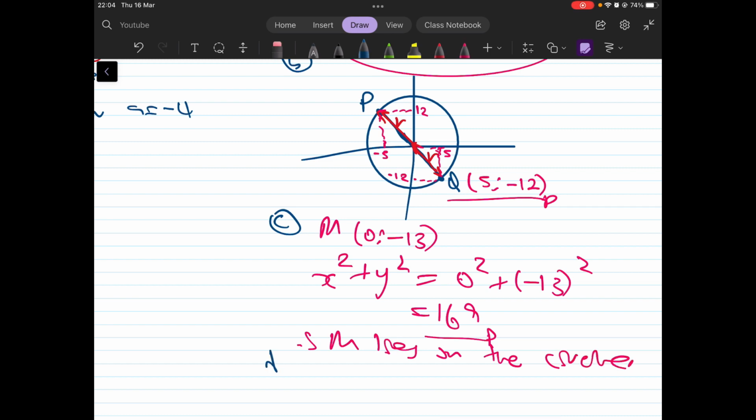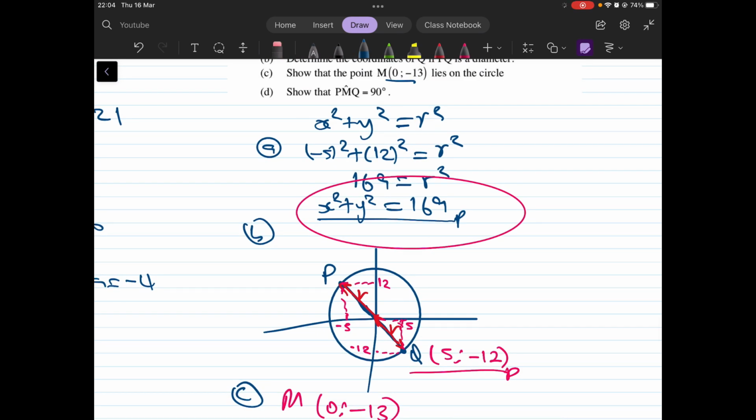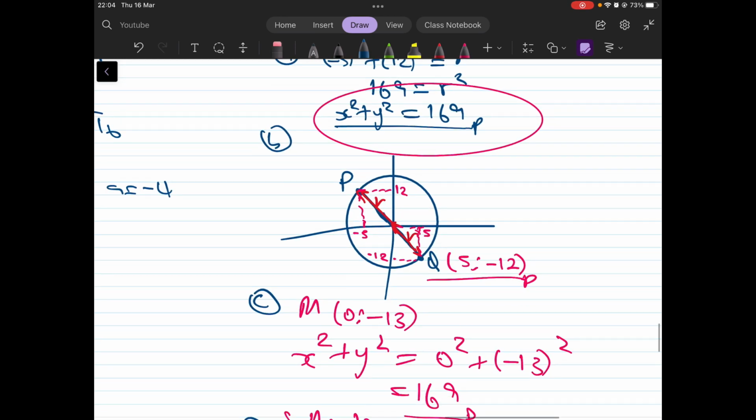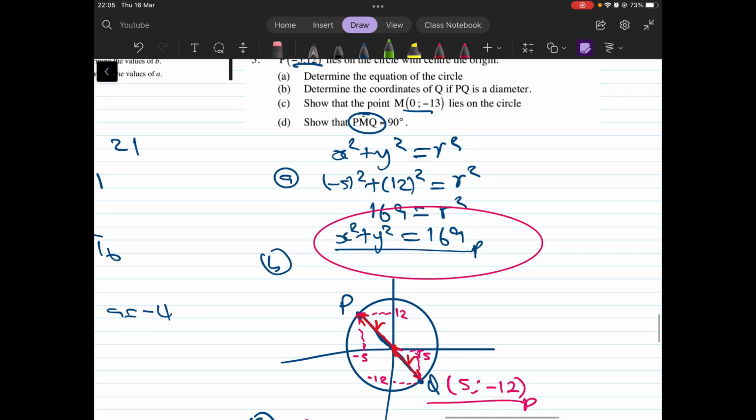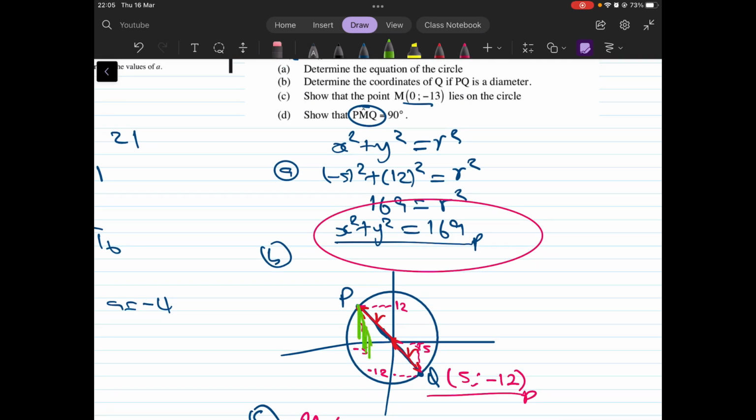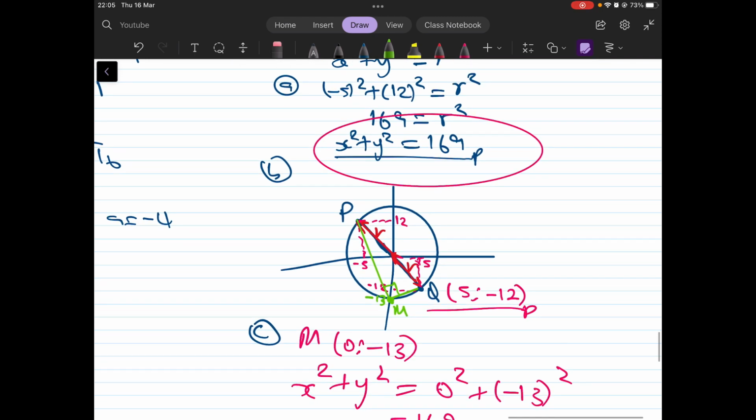Okay, and then the last question, which is D, we are required to show that this angle is actually 90 degrees. How do we show that angle is 90 degrees? Let's go back to the sketch. Oh wow, these are not supposed to be here. Okay, let's go back to the sketch. So we'll have something of this nature. No, this question doesn't want to be done. Okay, it does want to be done at some point. This is our M, -13. That's where M is. So we are required to show that this angle, which is PMQ, is actually 90 degrees.